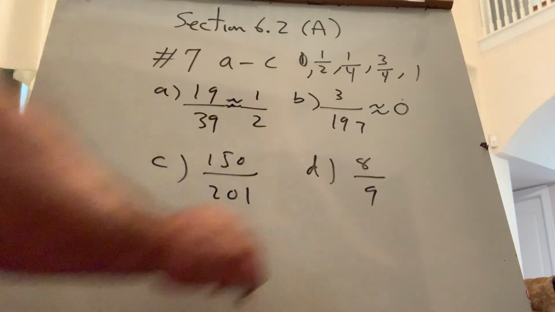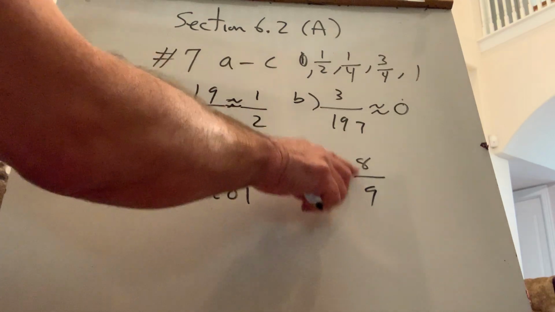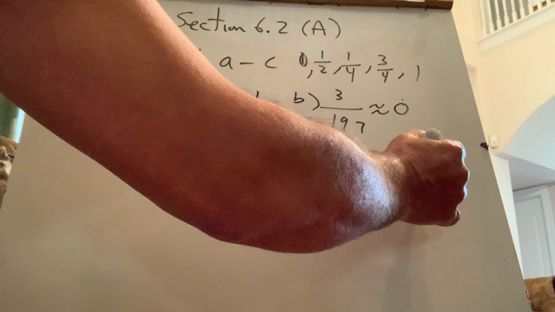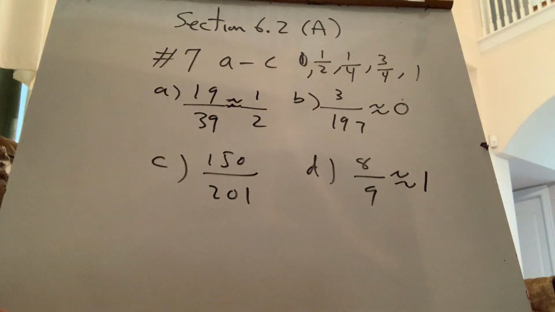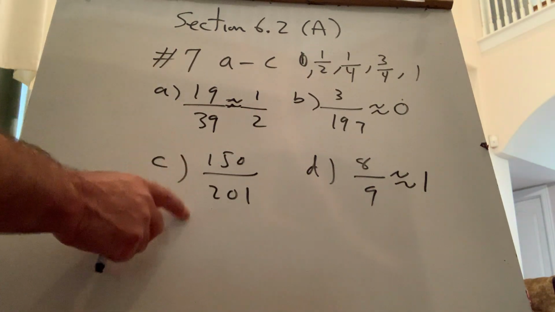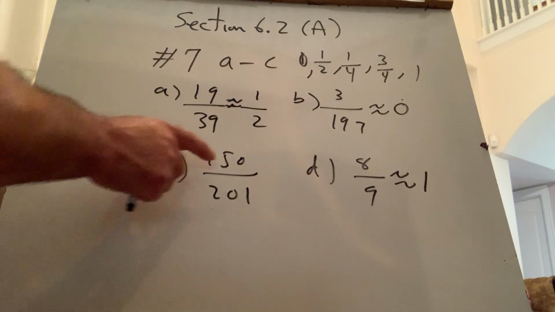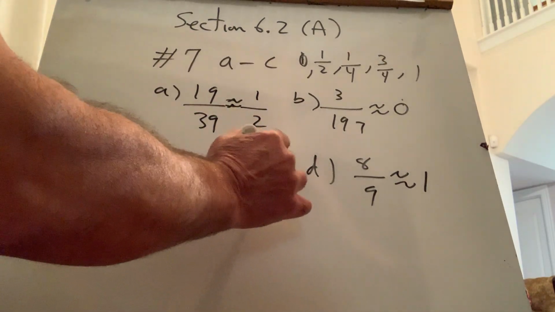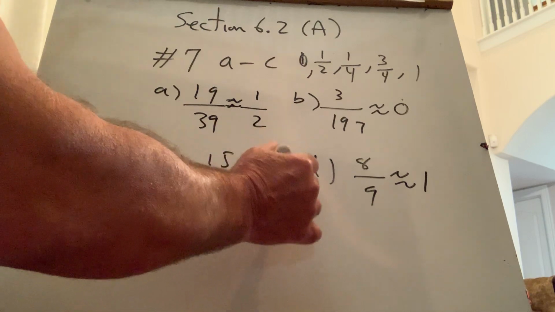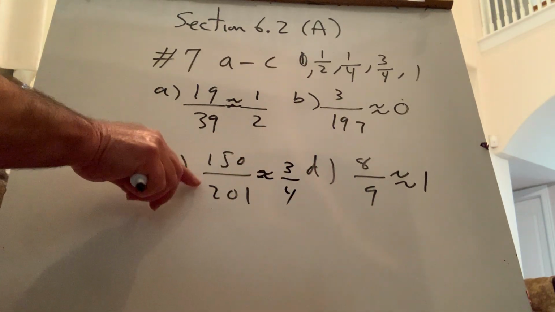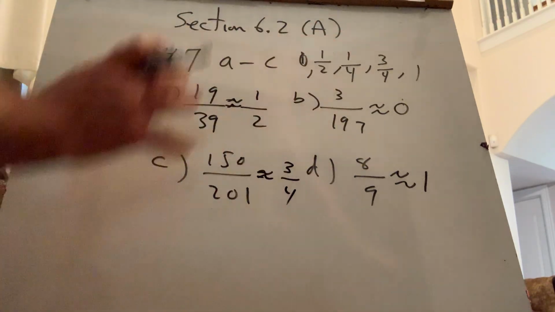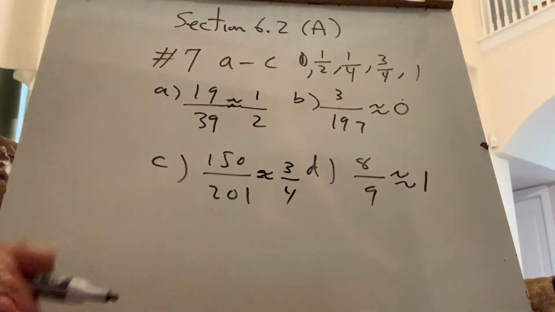8 over 9 is very close to 1, because 8 and 9 are very close to each other. When you have a fraction where the top and the bottom are very close to each other, the approximation is 1. And this one, 150 over 201, is going to be close to 3/4, because 201 and 150 should have a ratio close to approximately 3/4, since they are almost the same, a little bit less. So there is your approximation of these 4 numbers using one of the 5 numbers provided.